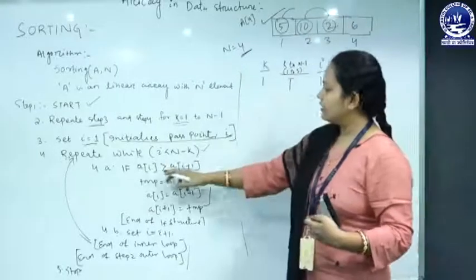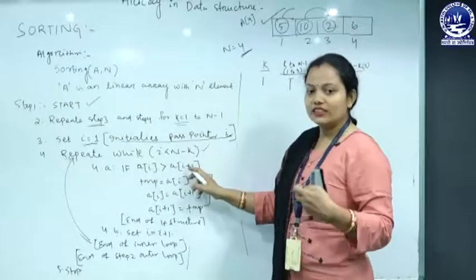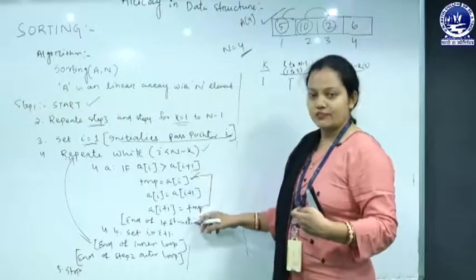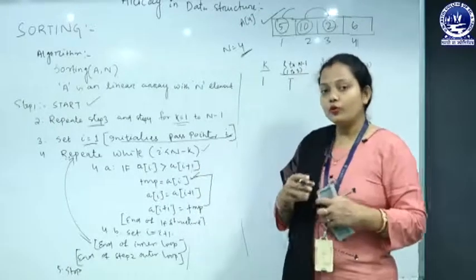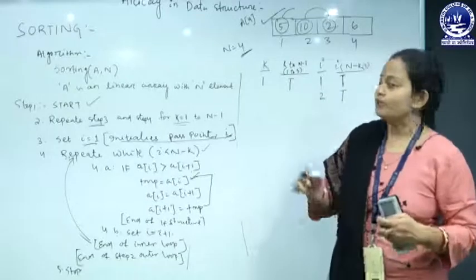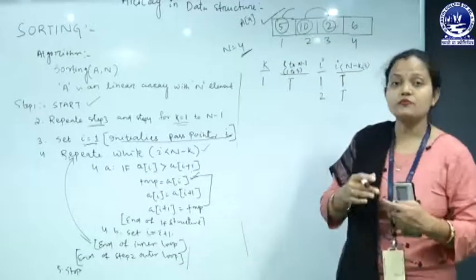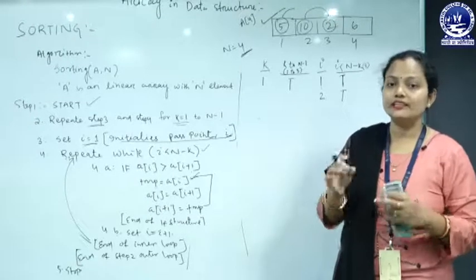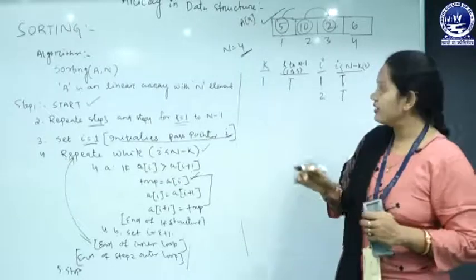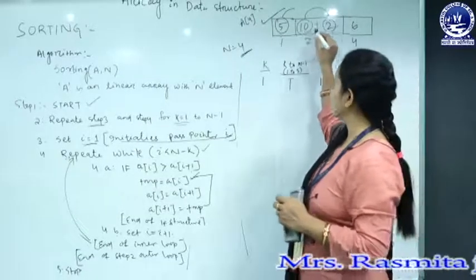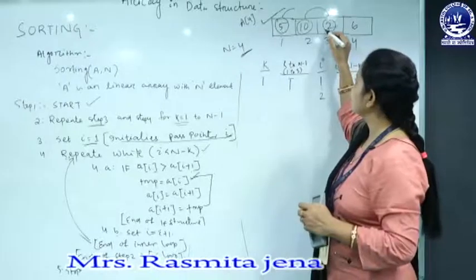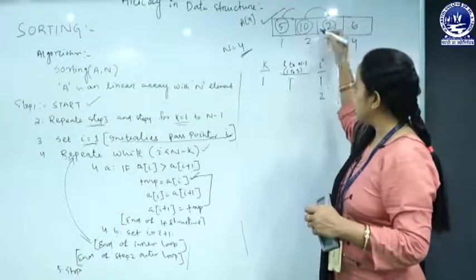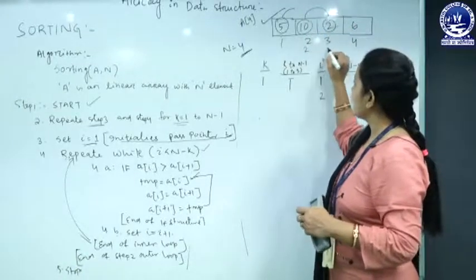That means it will again compare this location data with this location. When 10 is greater than 2, this condition is true, so we will execute the if block statement. In the if block statement, we will interchange the values if A of I is greater than A of I plus 1. As 10 is greater than 2, we will interchange, placing 2 in the A of 2 location and 10 in the A of 3 location. Then the array becomes 2 and 10.